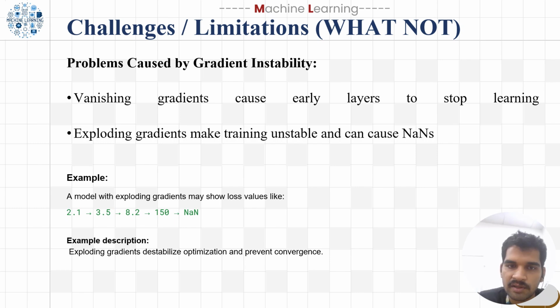The first is that vanishing gradients cause earlier layers to stop learning. Exploding gradients make training unstable and cause NaNs. For example, a model with exploding gradient may show loss values like 2.1, 3.05, 8.2, 61, NaN. Example description: exploding gradients destabilize the optimization and prevent convergence.